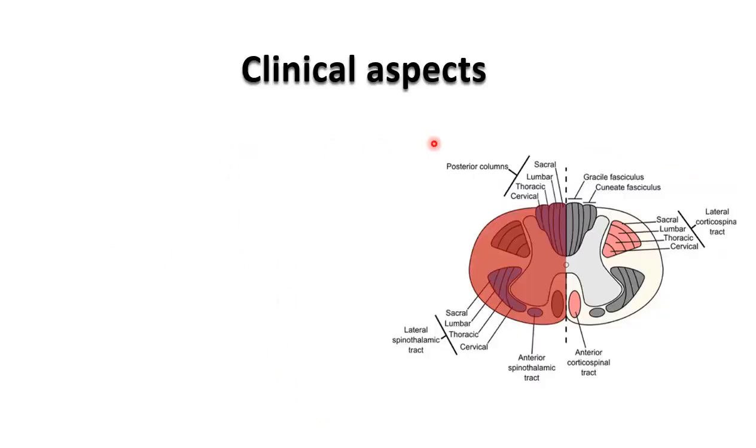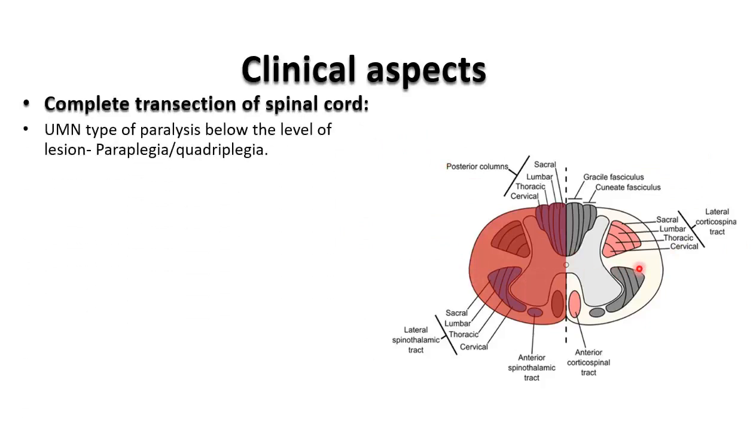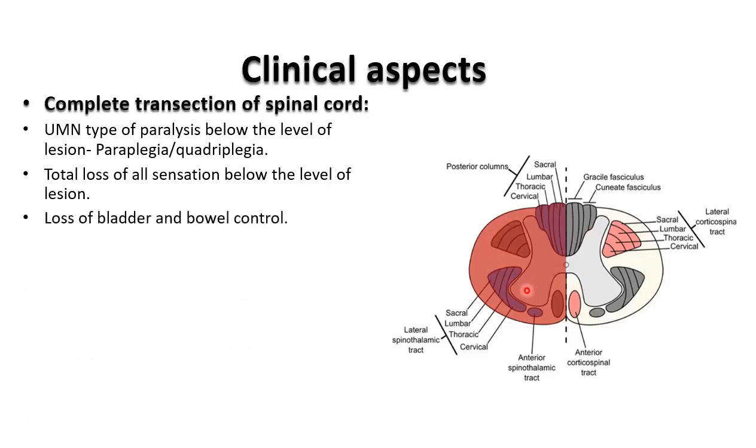Then among other defects of the spinal cord, you come across complete transection. The spinal cord is completely cut at that level. So naturally the effects will be upper motor neuron type of paralysis with total paraplegia, or quadriplegia if it is at a higher, cervical level. Sometimes even breathing is affected, leading to death. There is total loss of all sensations below the level of the lesion because all the sensory tracts and all the motor tracts are affected. So there is loss of bladder and bowel control. This will be there at any level, from higher to lower, if there is a complete transection.